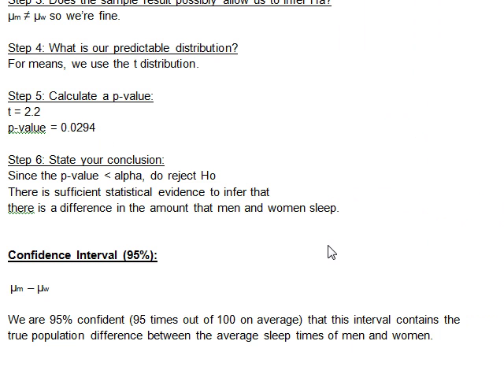All right, so now we'll remove the calculator. So now, these sample results are pretty unlikely, only about a 3% chance of getting those sample results if the null hypothesis was true, that they're both equal. Now that's pretty unlikely, less than our willingness to make a type 1 error, which is 0.05. So we'll reject H0. Since the p-value is less than alpha, reject H0. There is sufficient statistical evidence to infer that there is a difference in the amount that men and women sleep with this sample data. Okay, cool.